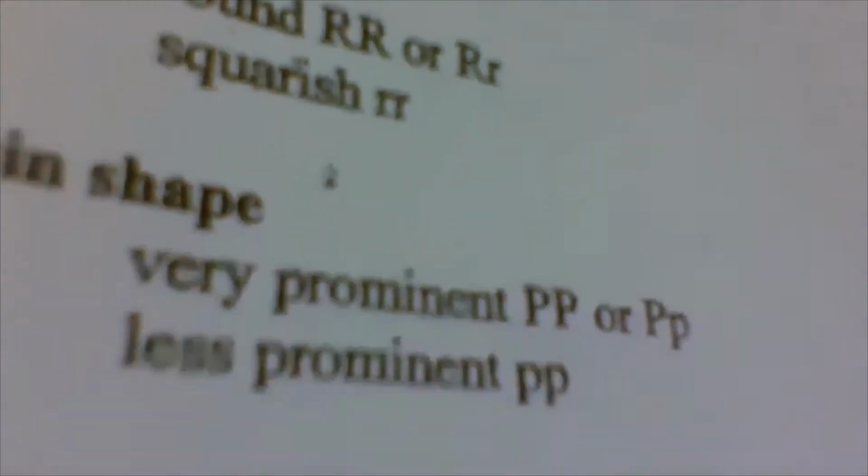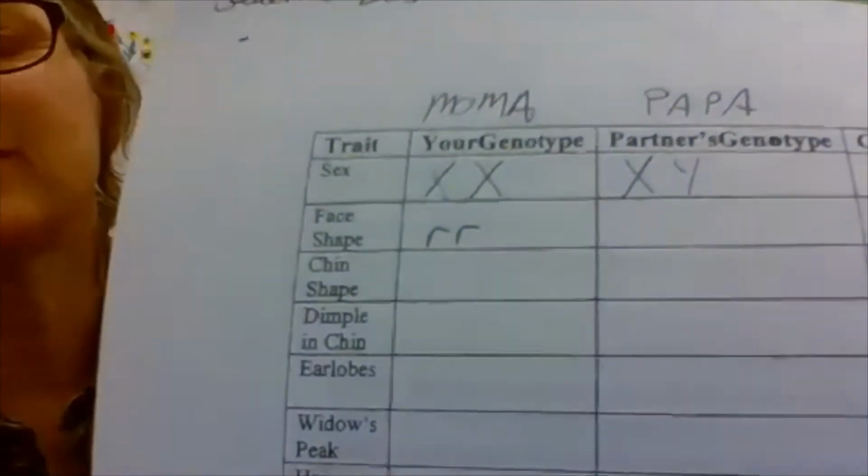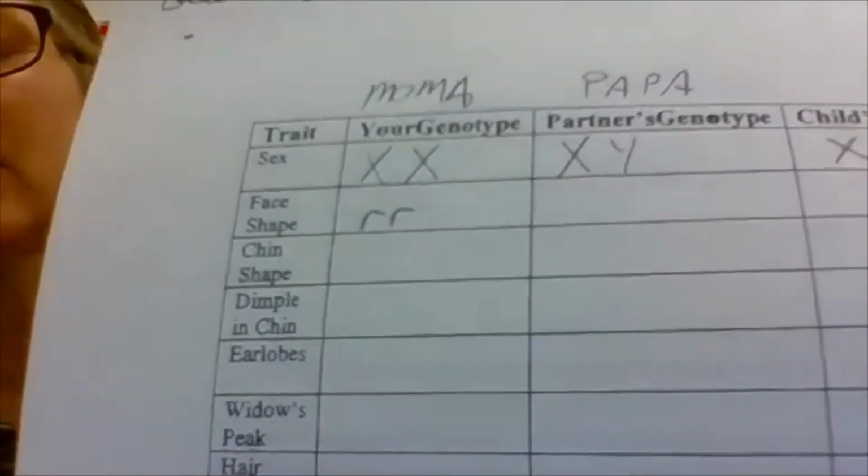So we use capital letters for the dominant form of the gene or the dominant allele, and we use lowercase, the same letter. So that means I must have got one of them square alleles from my daddy and a square allele from my mama. So I got two lowercase r's.